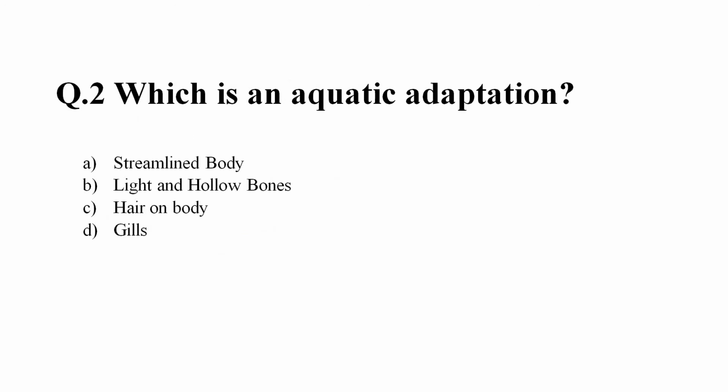Question number 2. Which is an aquatic adaptation? Option A, streamlined body. Option B, light and hollow bones. Option C, hair on body. Option D, gills. And the correct answer is option A, streamlined body.